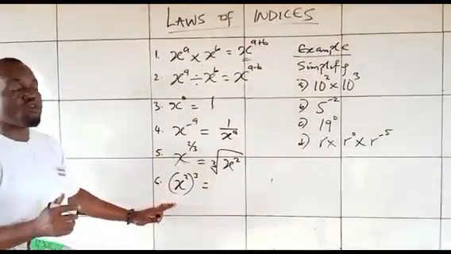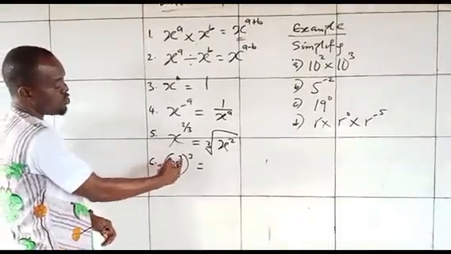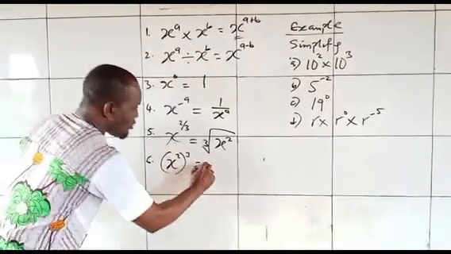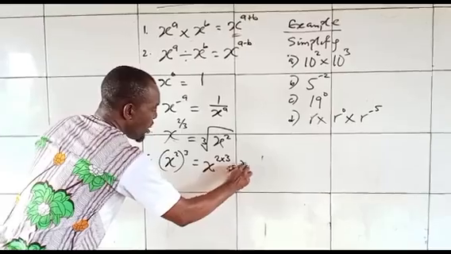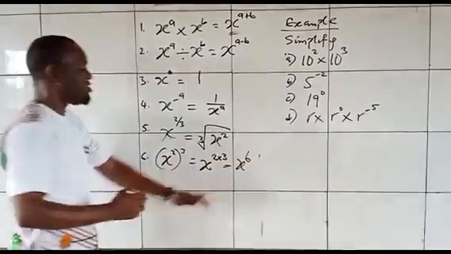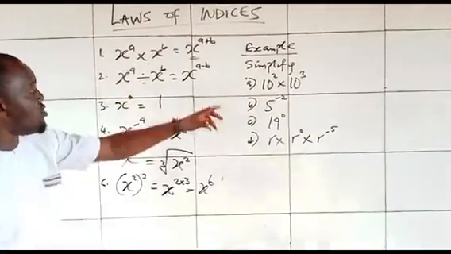Then the last one, the sixth law, which is this one: you just use 2 to multiply this 3. That's x raised to power 2 times 3, which will be equal to x raised to power 6. This is the sixth law. Now quickly let's take a look at some examples that we have here.